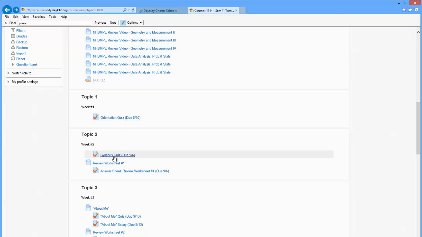Week two, there's a syllabus quiz. Now remember the syllabus from above. You click on that and you should be able to have all the information you need to answer the questions on the syllabus quiz. There is a review worksheet. This is the first worksheet that you'll have. Let's talk about this now.